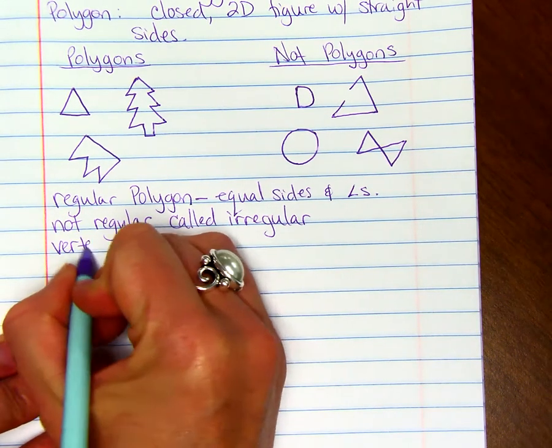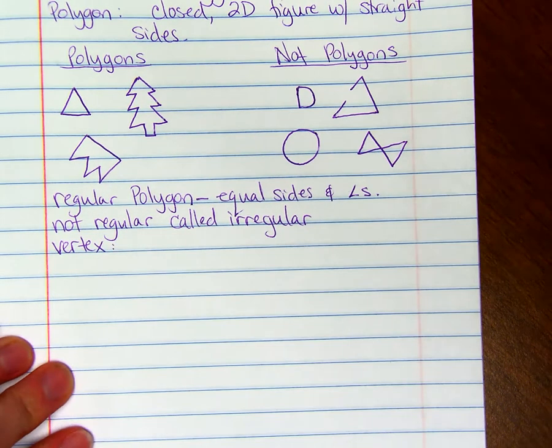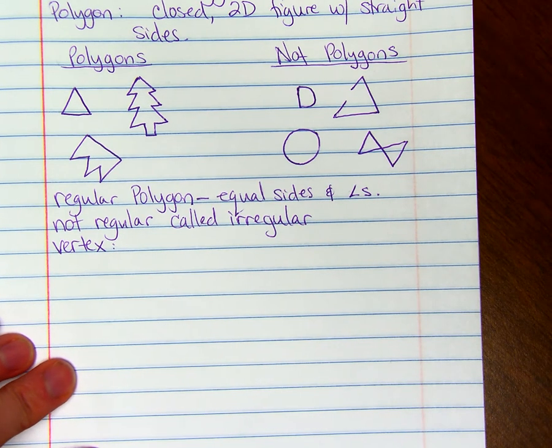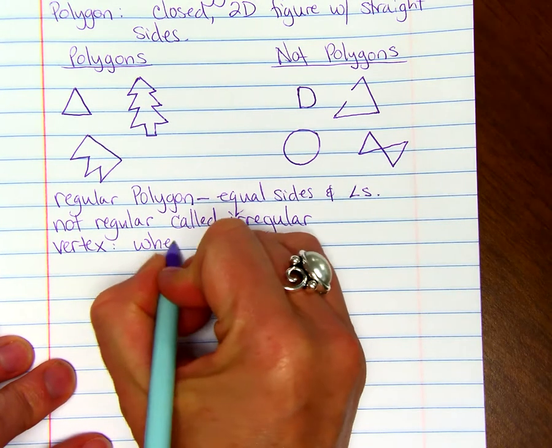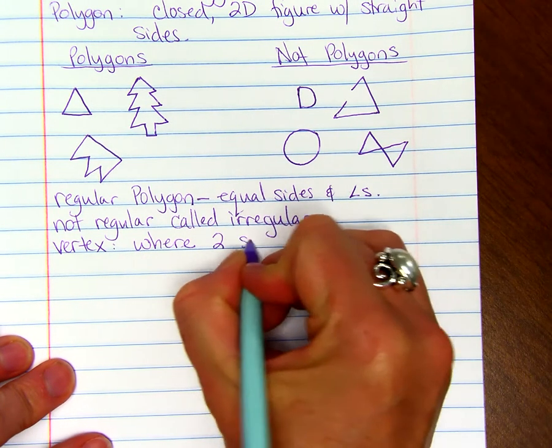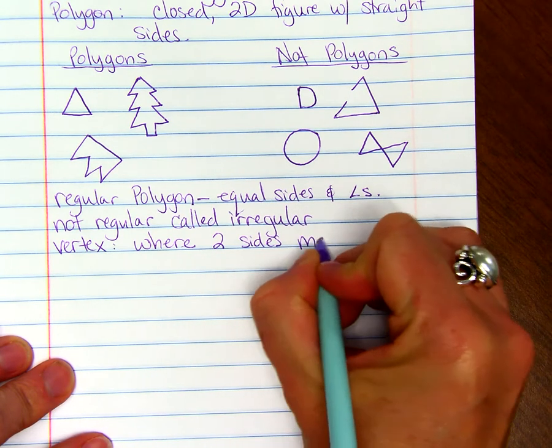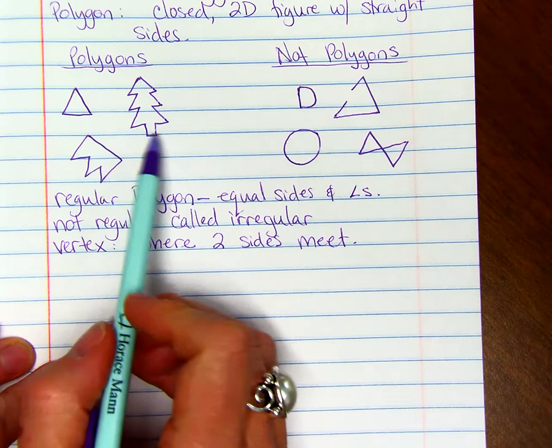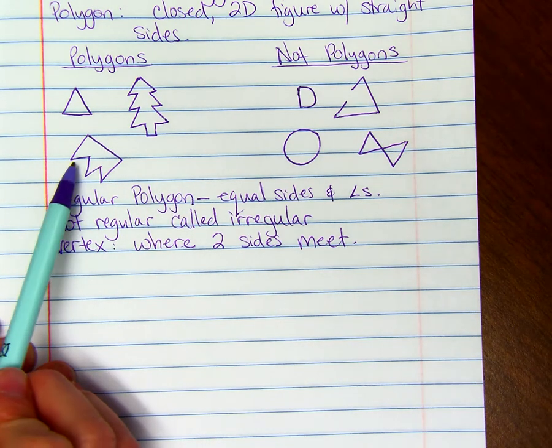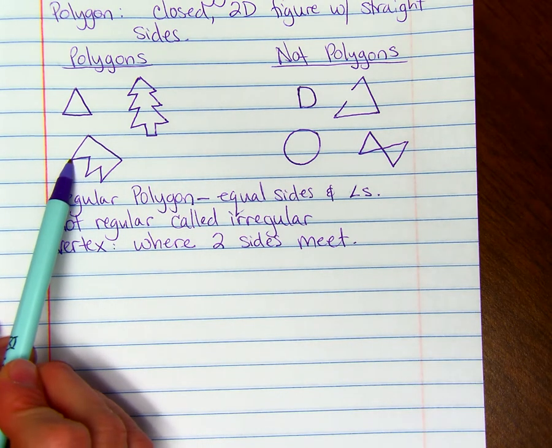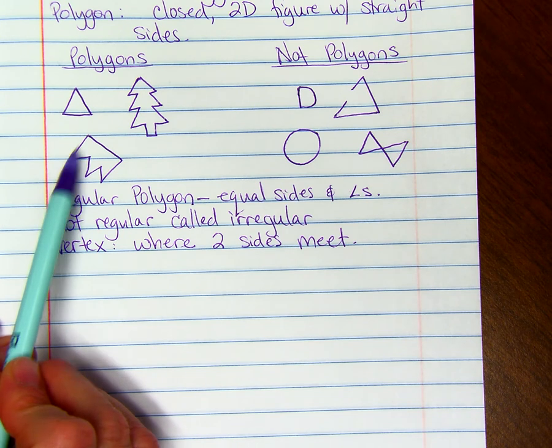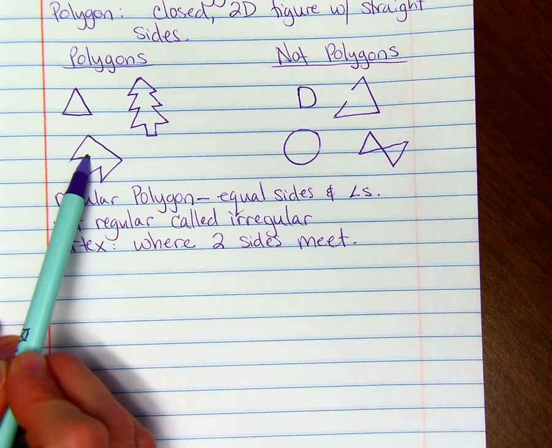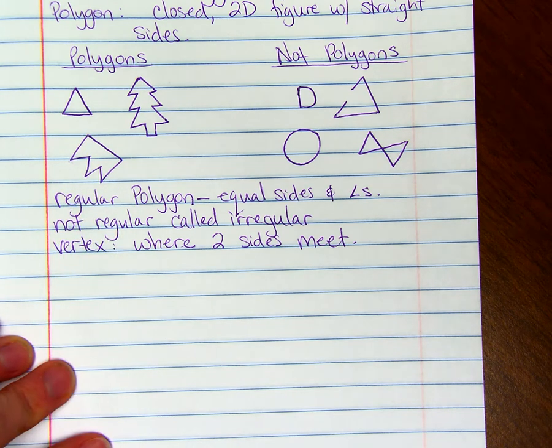A vertex is on a polygon, and it is the point where 2 sides of the polygon meet. So if you look at our group of polygons, any 2 sides meet at this point. That's called a vertex. So every point like these are called vertices or vertex.